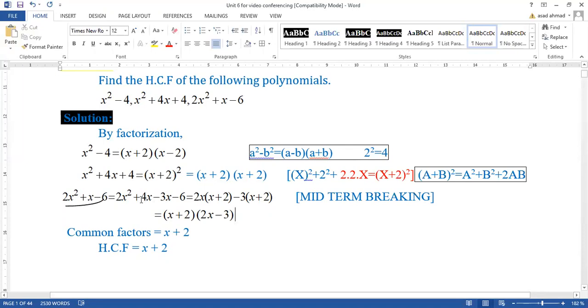When you multiply 4 and minus 3, it becomes equal to the product of -6 and 2, that is -12. Two conditions should be fulfilled: the sum of these two terms should be equal to the middle term, that's why this is called midterm breaking, and the product of these two terms should be equal to the product of the extremes, that is -2 and 2. So this gives you the two factors by taking common from the first two parts. Let me give you a short explanation.